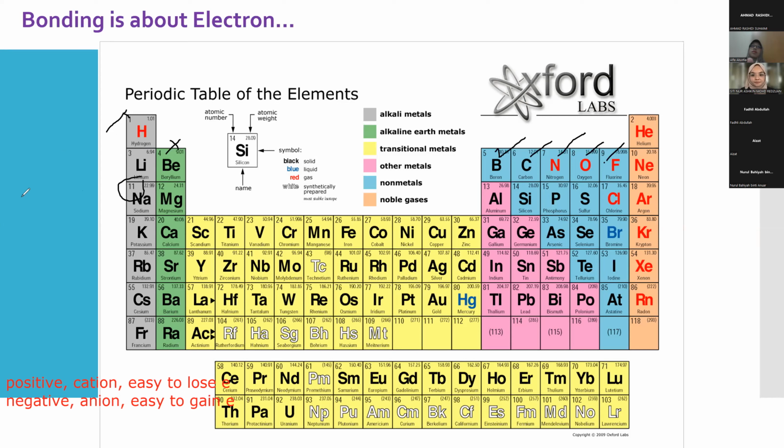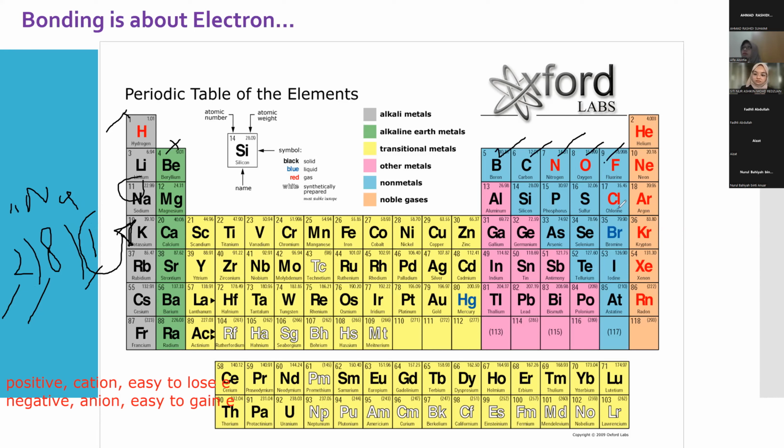Sodium has 11 electrons, so this is 2, 8, and 1. That's right, this is the distribution of electrons. There are 2 electrons in the first shell, 8 electrons in the second shell, and the third shell has 1 electron. So it is easy to lose. Why? Because there is only 1 electron to lose. It can go out from the atom because it is only 1 electron.